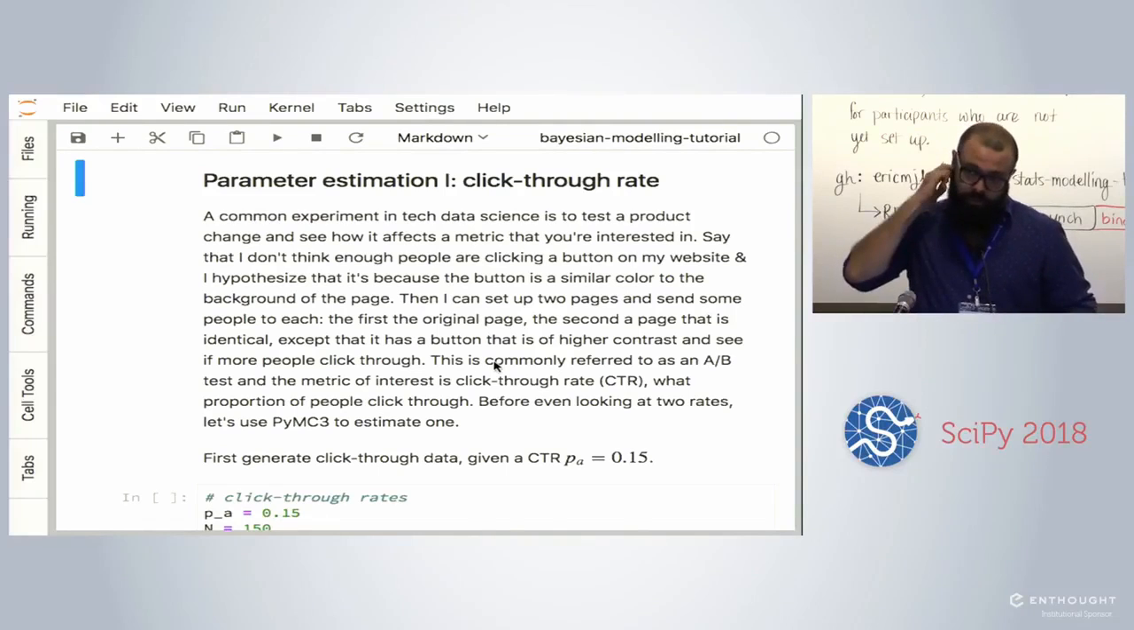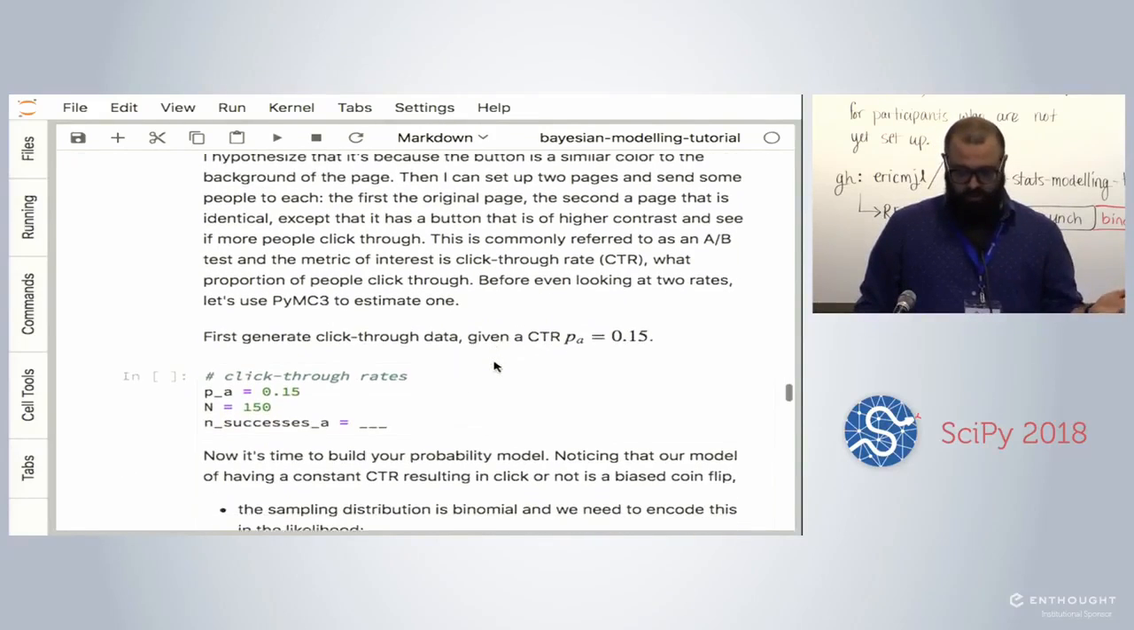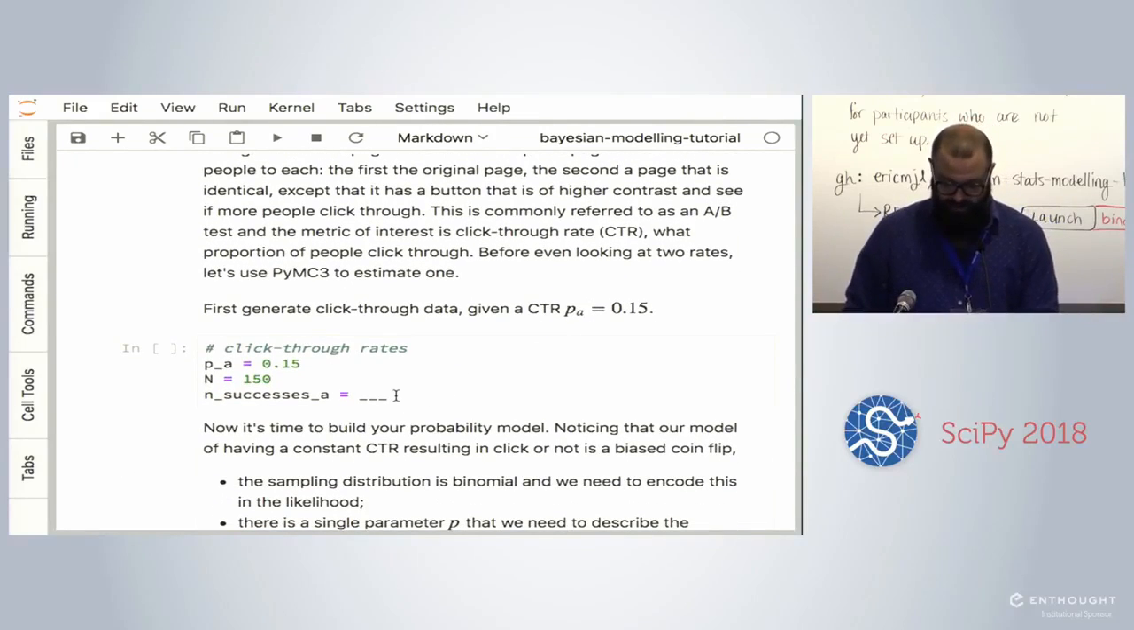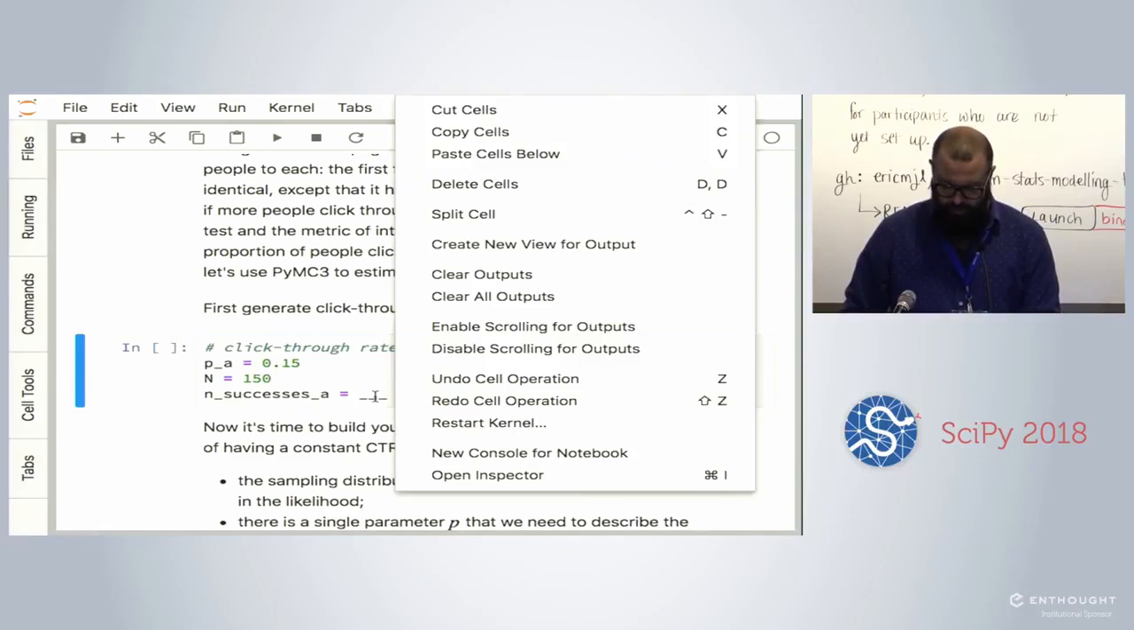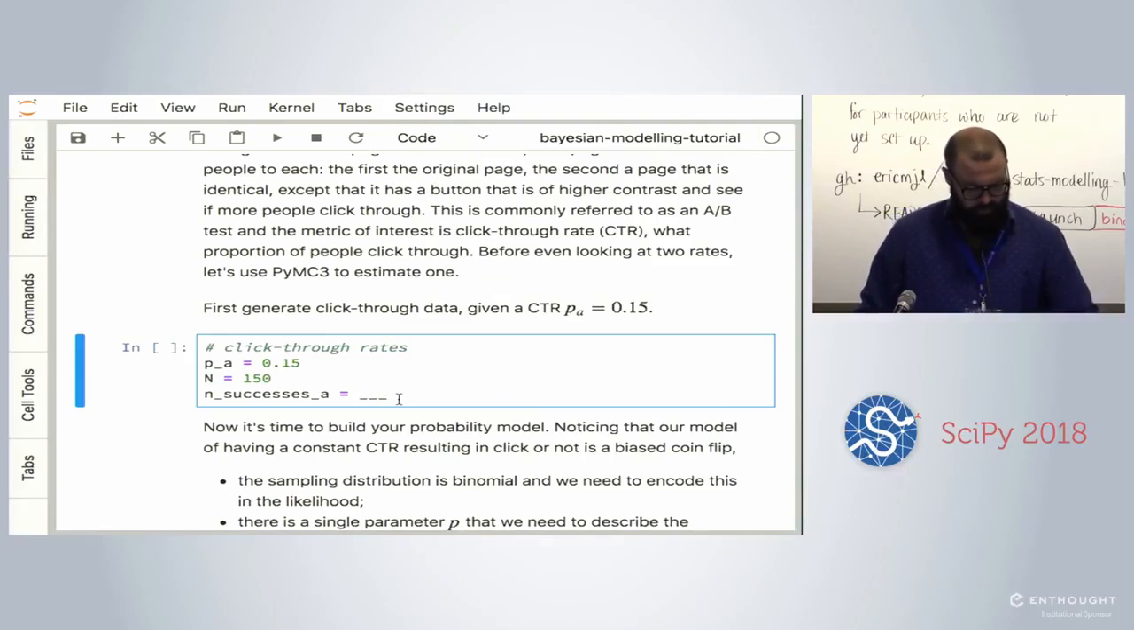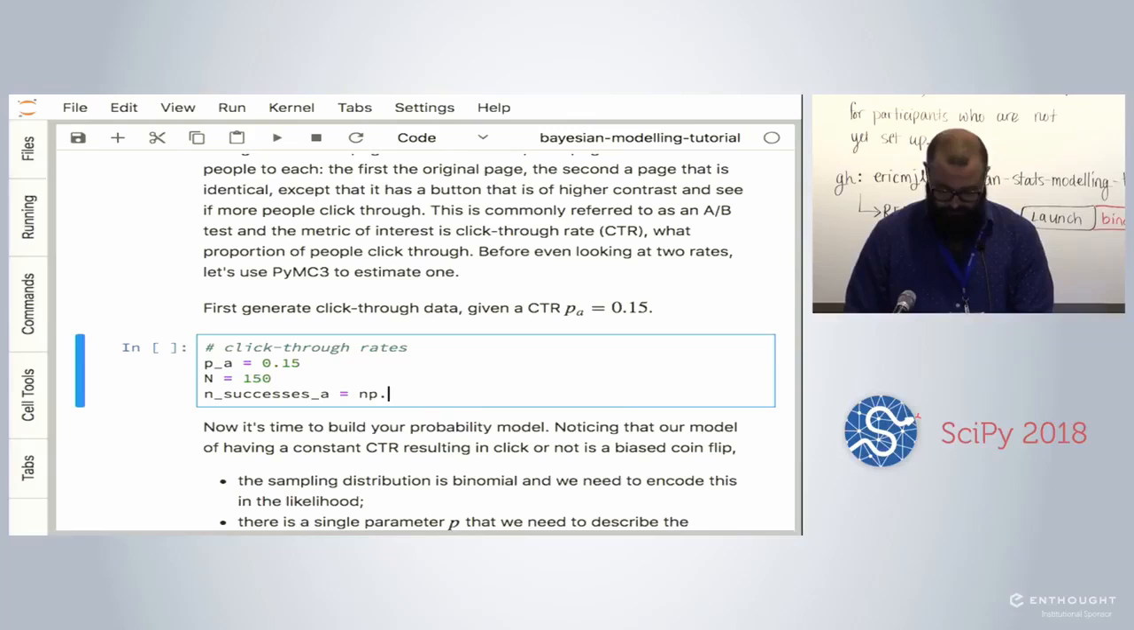So without further ado, we're going to use PyMC3 to build up a model estimating a click-through rate, okay? I've given a bunch of background here to be comprehensive, but we all know what a click-through rate is by now, I hope. If we don't, I haven't done my job. So before actually doing this, we're going to generate our data one more time, just for fun.